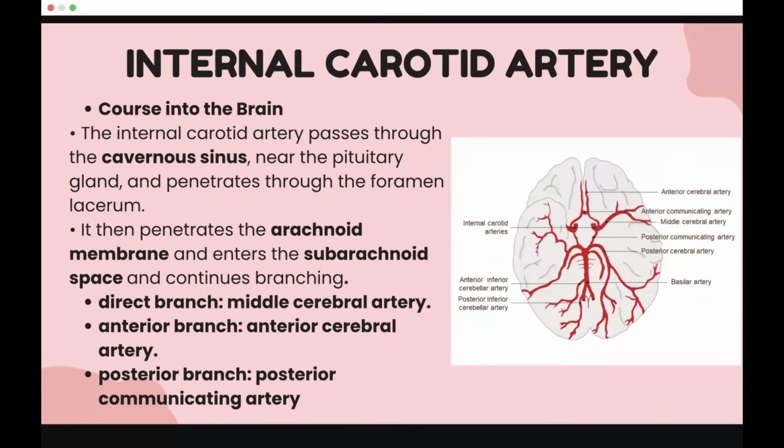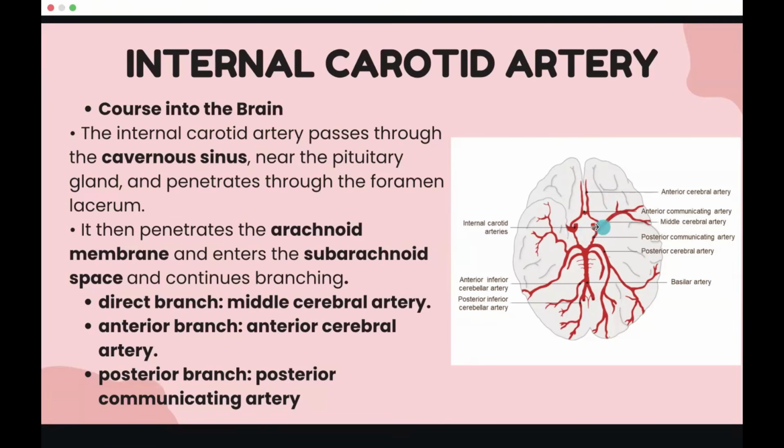How does the internal carotid artery course or move in the brain? It passes through the cavernous sinus, as I said, near the pituitary gland, and penetrates through the foramen lacerum. All right. It then penetrates the arachnoid membrane and enters the subarachnoid space and continues branching from there. This is where it starts forming the circle of Willis. So there will be different branches from the internal carotid artery from there. As you can see, this is the internal carotid artery opening, and it gives a direct branch that is the middle cerebral artery, we'll be discussing each of them in a bit.